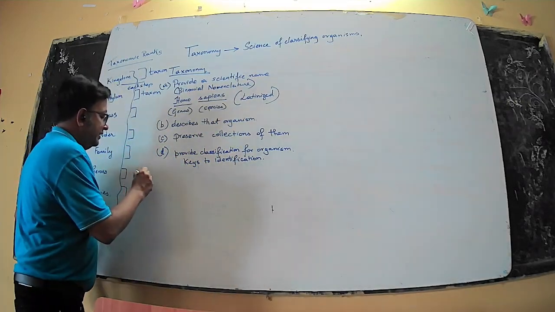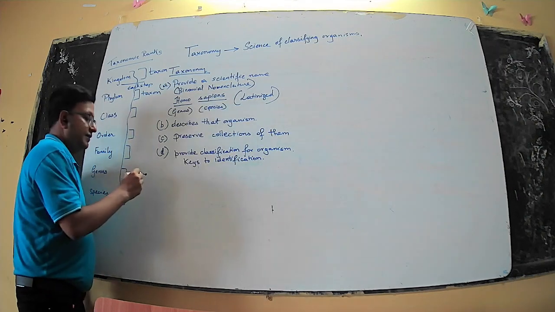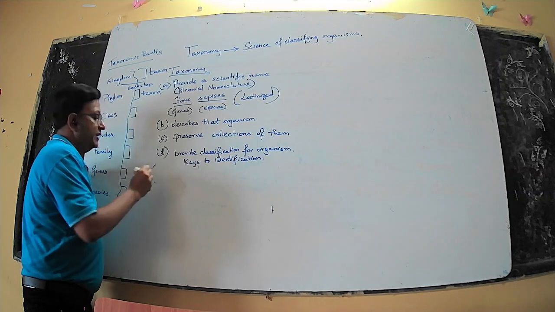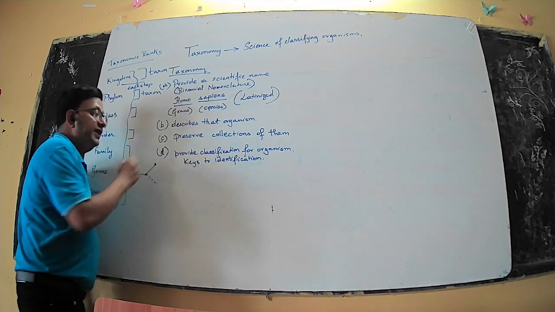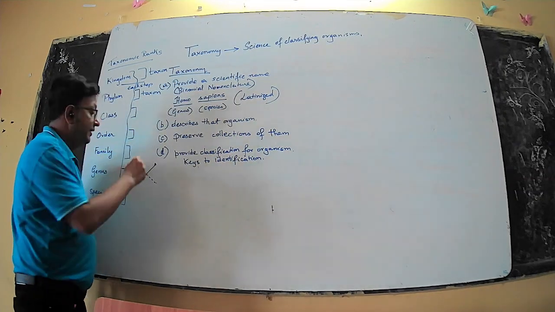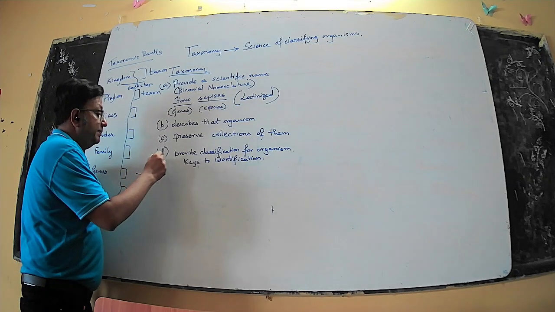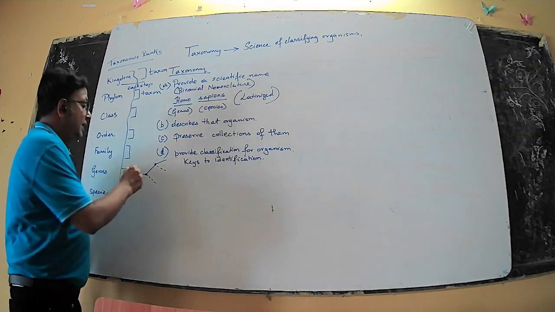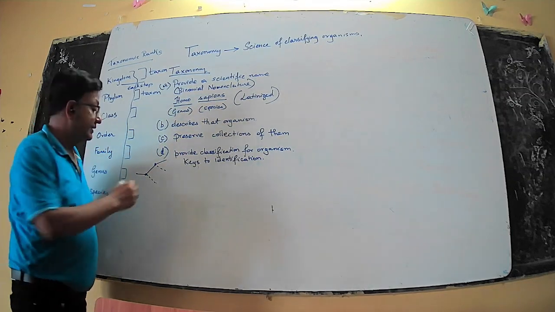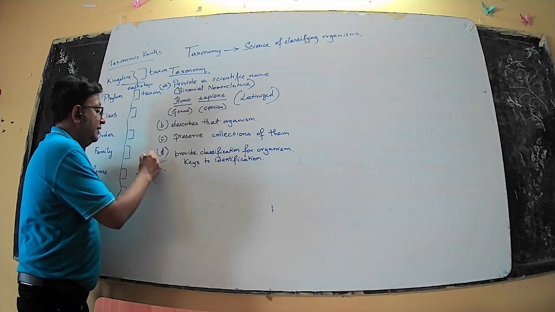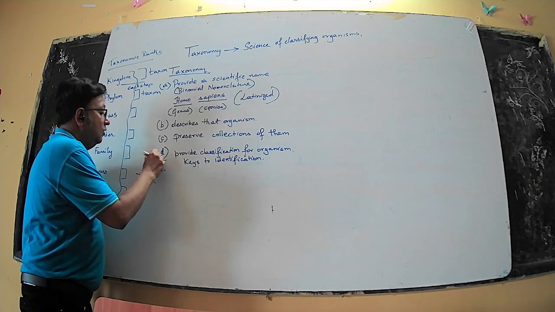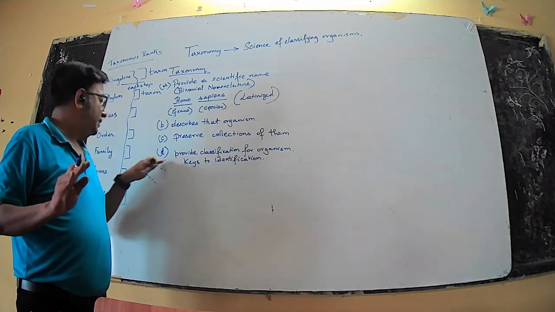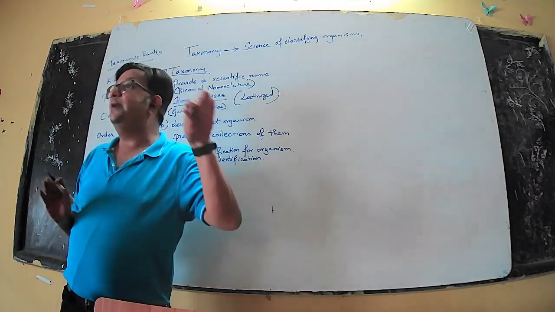You start like this. Does it have this? Yes, then you go to this step. No, you go to this step. Then if yes, does it have this? Then you go to this step. If no, you go to this step. Does it have a notochord? Yes, then it's phylum Chordata. No, it is a non-chordate. This is known as a key to identification.